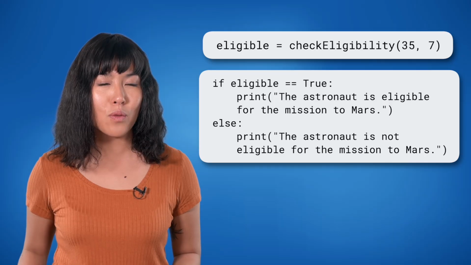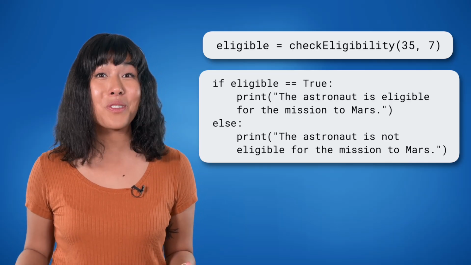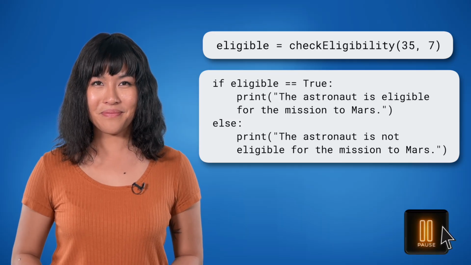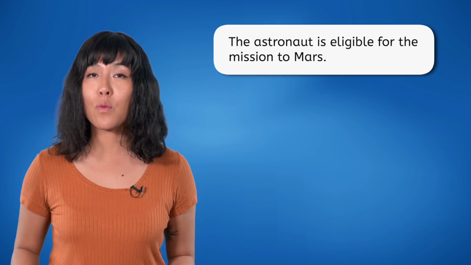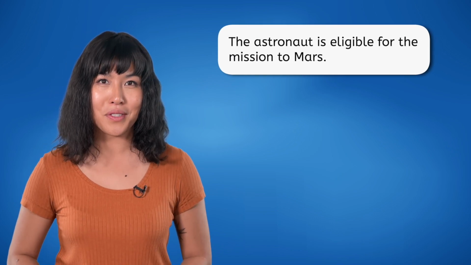What will be printed when we use these parameters? Pause the video here and answer this in your guided notes. When this code is run, it will print, "The astronaut is eligible for the mission to Mars."